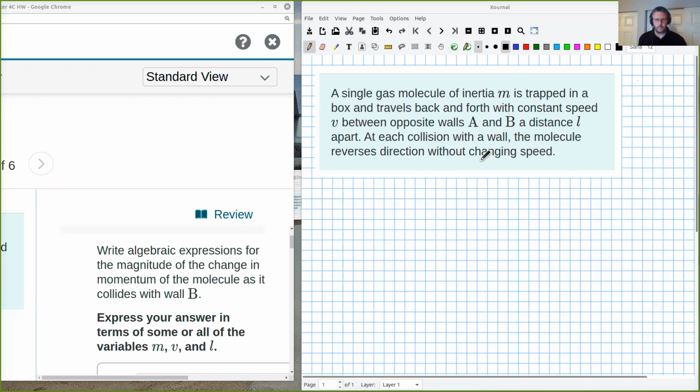Okay, interesting situation. And then the problem is: write algebraic expressions for the magnitude of the change in momentum of the molecule as it collides with the wall B. All right, this, if you're reading this, is a really new kind of problem, not like any of the ones that we've been doing before. This is a totally abstract kind of situation.